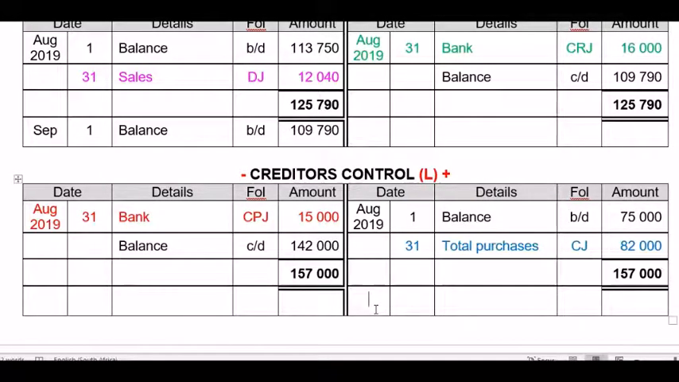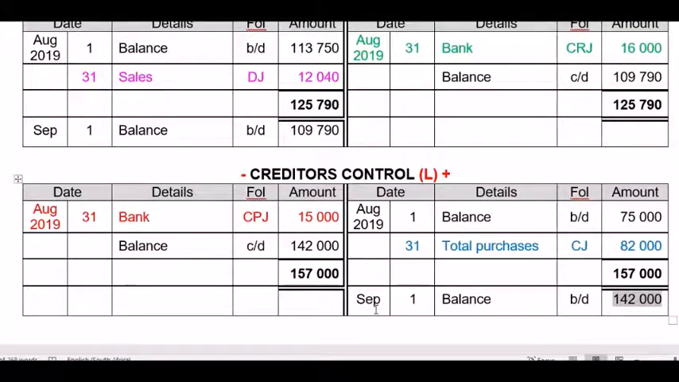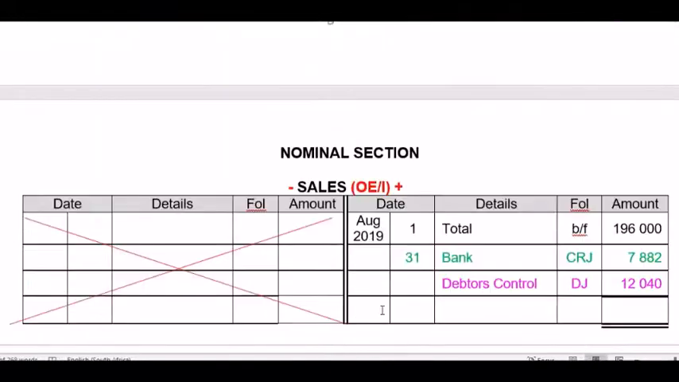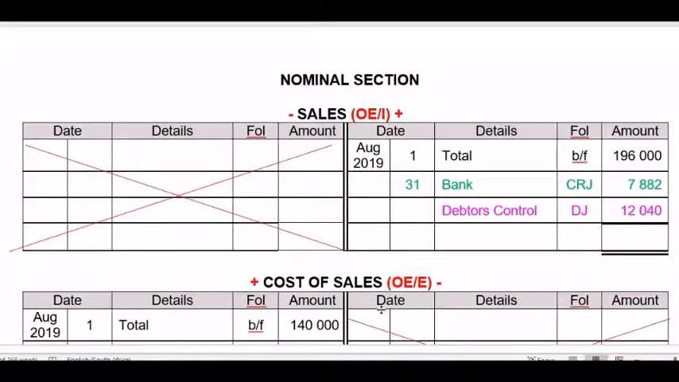Okay, so what this means in terms of creditors control, it means that when September starts, the total amount of money that we owe to other companies, okay, in other words, our balance of the amount of money that we owe is 142,000. Okay, and then when you get to the nominal section, you can take a deep breath because now all the complicated stuff is dealt with. So you can just total these amounts.